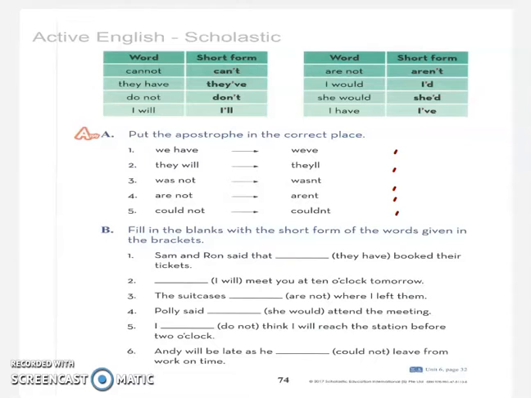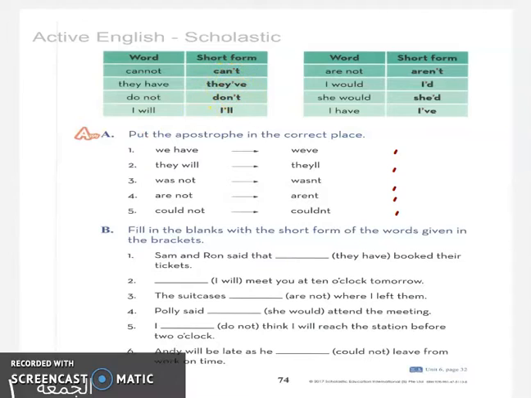Page number 74. Here we have more examples: the long form and the short form. In the short form we use the apostrophe. Look here. Here we have cannot, here we have can't. They have, here we have they've.